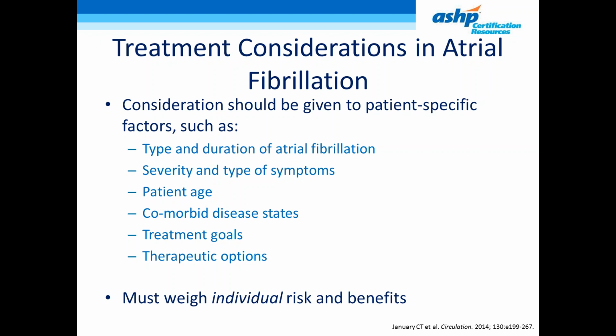The patient age comes into consideration, particularly when selecting which drug therapy to give. And comorbid disease states can help us to decide which drugs may be preferred when more than one treatment option would be appropriate for the patient. And then finally, we have to determine what our overall treatment goals are for the patient and what the treatment goals are that the patient has for themselves and what therapeutic options are available to achieve those goals. Overall, we must weigh the individual risks and benefits for each drug therapy and each treatment goal for the individual patient.